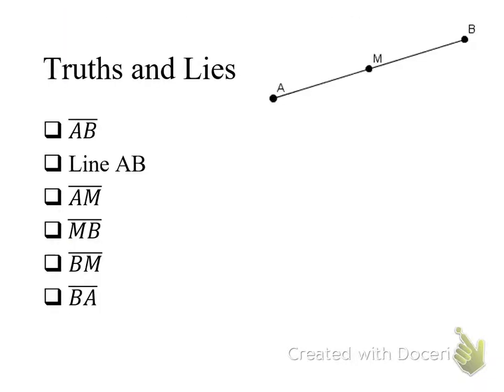AB. Could I name this particular segment AB? Yes. Start at A, end at B. It does include the whole line. Could I call it line AB? No, for two reasons. What are some reasons? It's not a line. Number one, it's a segment. And number two, we just learned there's one way to do it, and that's not it, right?